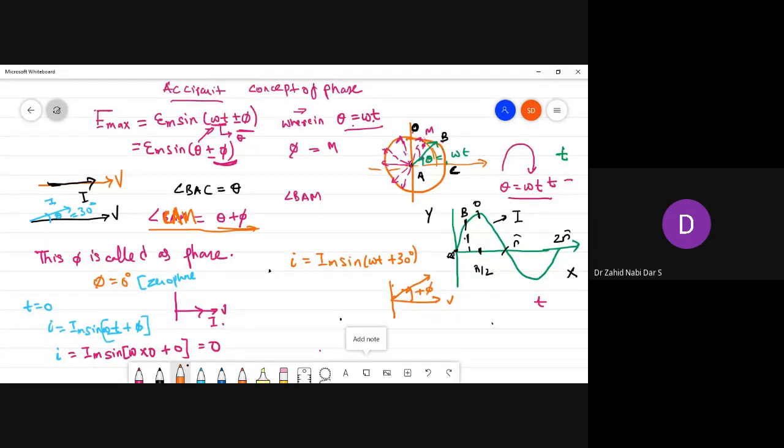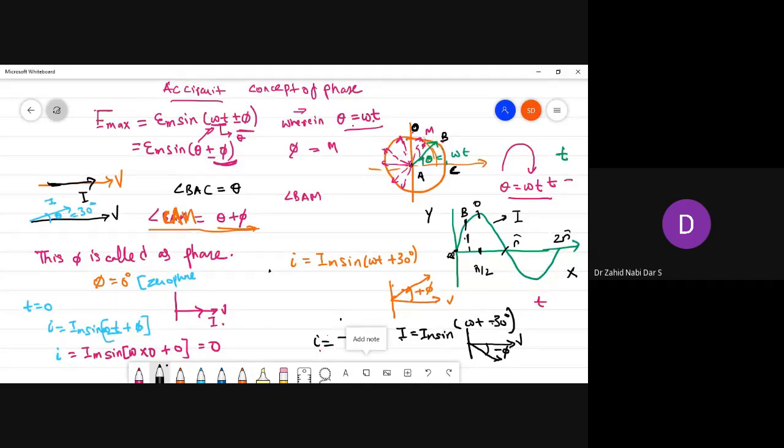Suppose it is a negative angle. In that case, this is my reference voltage and the phase is in the downward direction. So I'll say this is minus phi. So in that case, i is equal to Im sine omega t minus 30 degrees. So this is the phasor diagram for the negative phase.